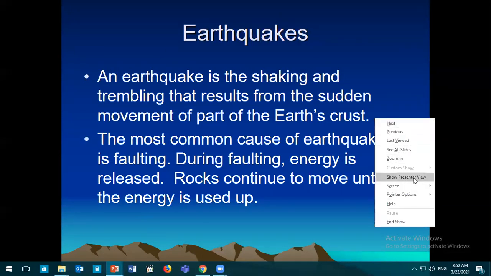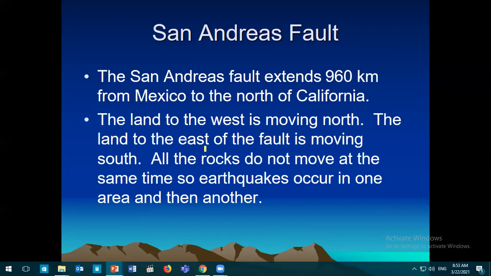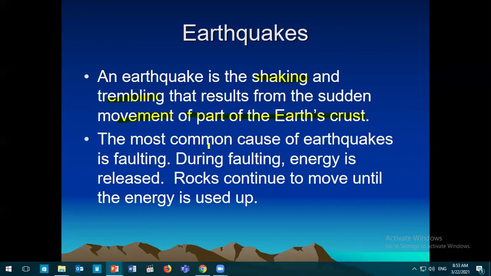Just let me change this one into a highlighter. Yes, here it is. So it's again the shaking and trembling that results from the sudden movement of the part of the Earth's crust. Which part? It's the plate. Once the plates start moving, this causes earthquakes. Okay? So let me show you something here.